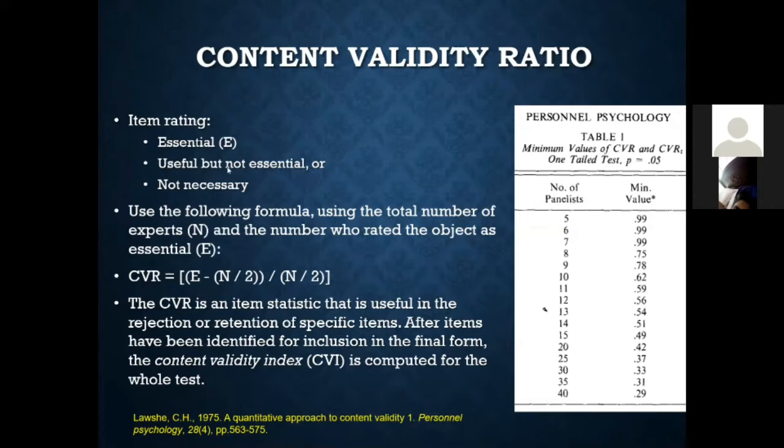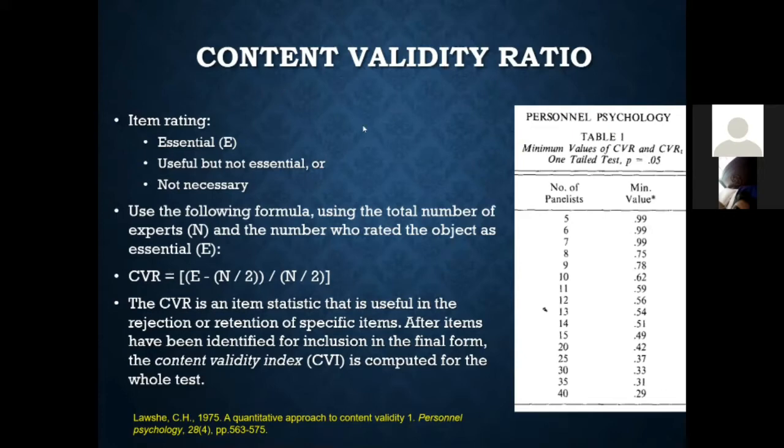Okay, so this is the table that you need to refer to after calculating the CVR. Let's say you have 15 content experts. So the minimum value would be 0.49. If you calculated your CVR and the value is below 0.49, then you need to reject the item. Okay, so as simple as that.